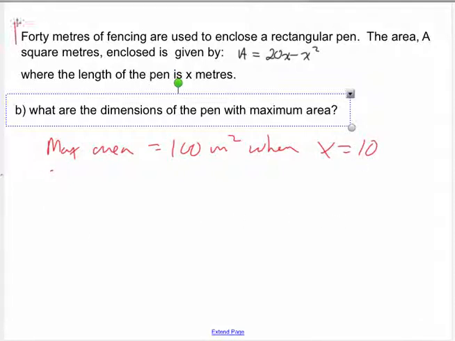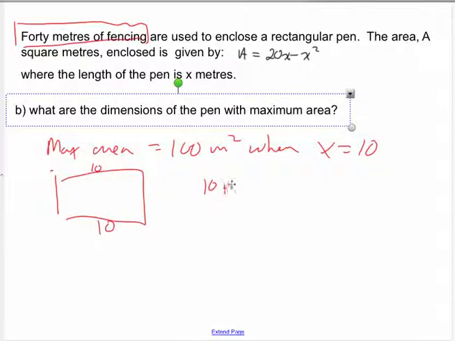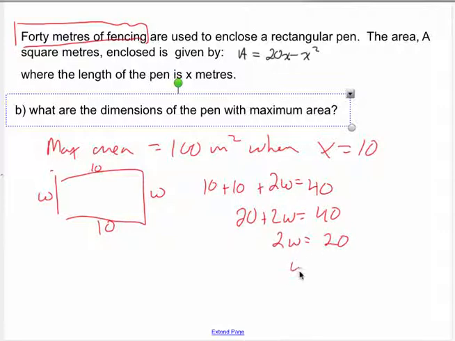Well, I have 40 meters of fencing, and I know that the length is supposed to be 10, which means that this is supposed to be 10. And I know that 10 plus 10 plus, well, we'll call this the width rather than the length, plus 2w is equal to my total of 40. So 20 plus 2w is equal to 40. Isolating for w, 2w is equal to 20, so w is 10. Lo and behold, the length and the width are all 10. In other words, it's a square. And then your final statement.